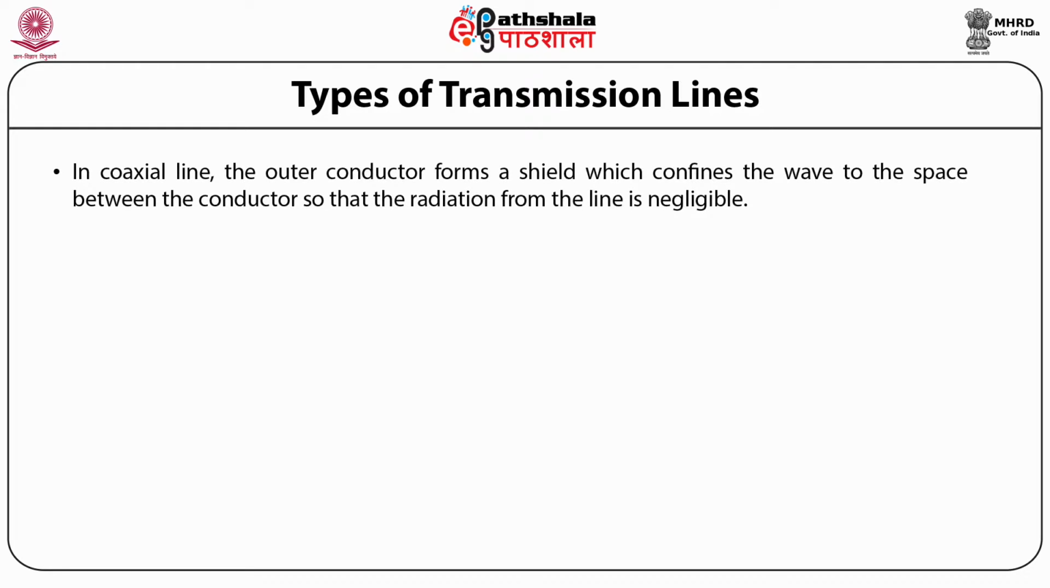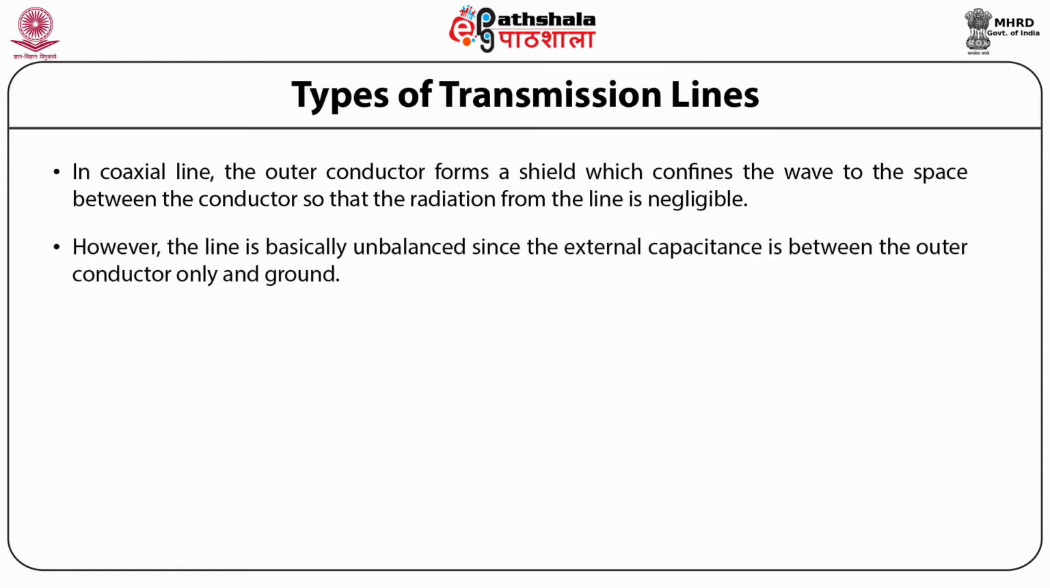In the coaxial line, the outer conductor forms a shield which confines the wave to the space between the conductors so that the radiation from the line is negligible. However, the line is basically unbalanced since the external capacitance is between the outer conductor only and the ground.